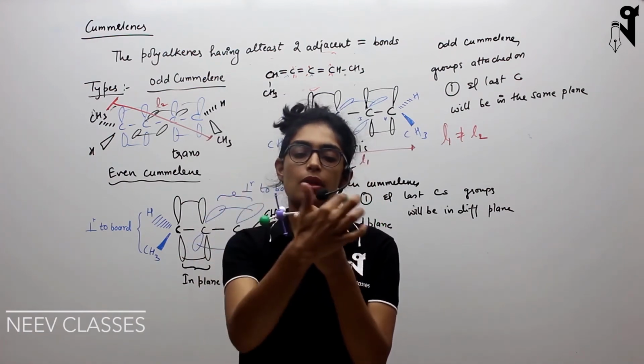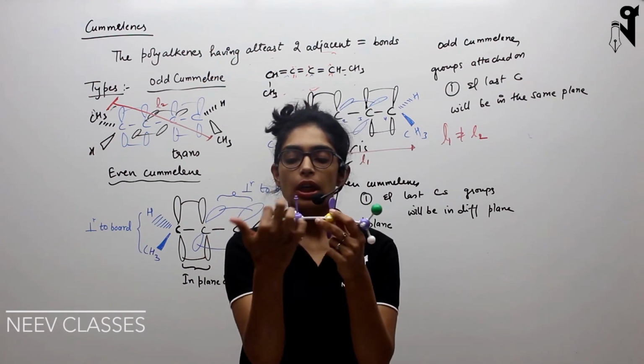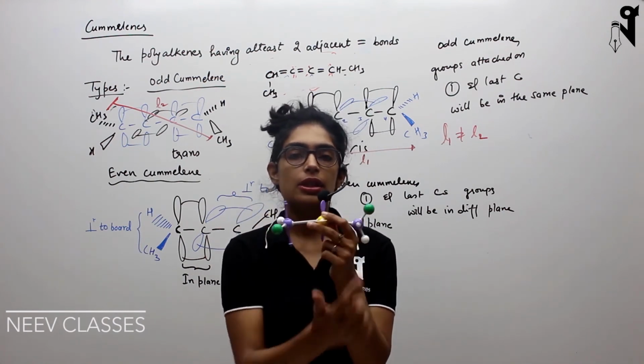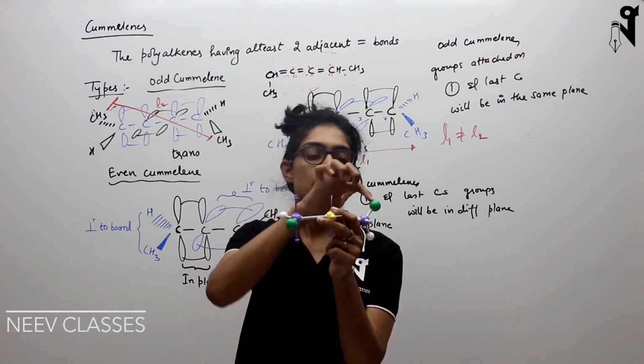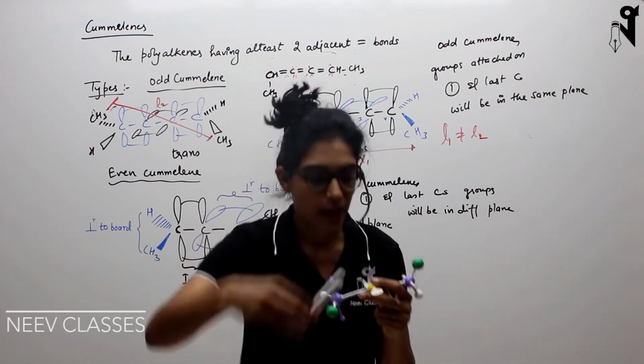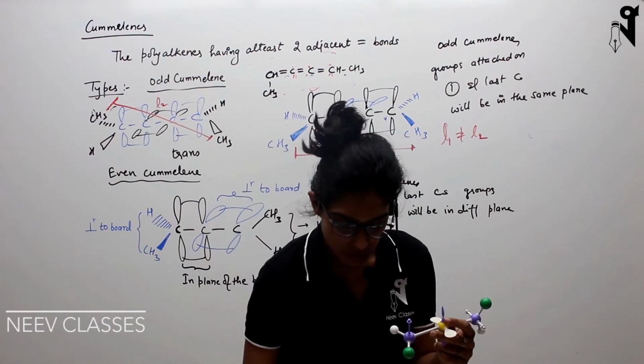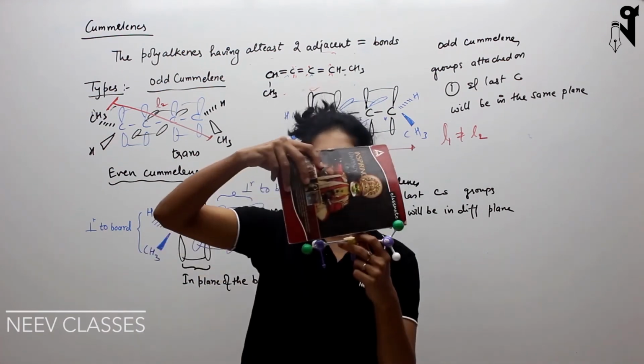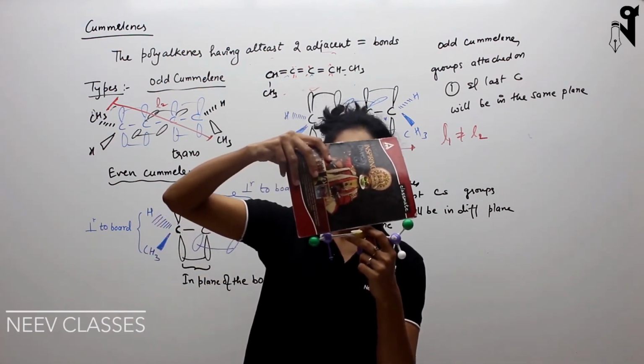Look at it like this. This is one CH3, and the distance between this CH3 and this CH3 is going to be L1. This is how it is. I don't know whether I have a scale or not, but let me just see. So basically this is the distance. That's how I'll measure the distance.